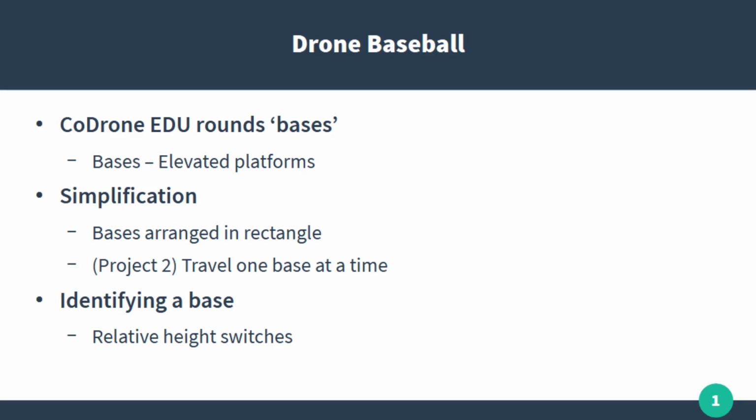For Project 2, I'm using the CoDrone EDU to apply baseball movement to the drone. So the drone has to quote-unquote run bases. Given a numeric input for the current base, the drone determines its movement direction.